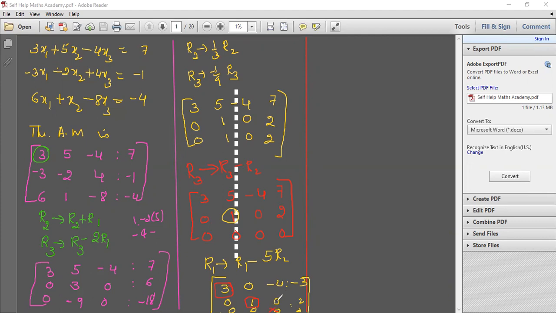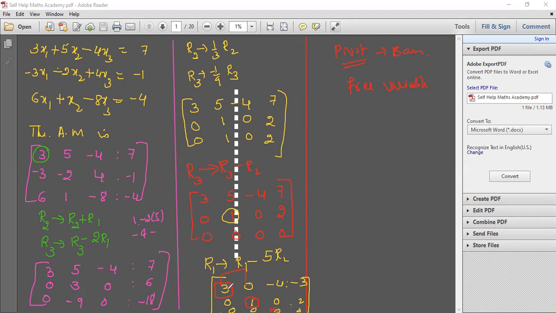So that implies, as I already told you, if there is a leading element, these two columns are having the leading elements or the pivot positions. Therefore they are having basic variables. Where there is no leading element or no pivot position, that particular column will be having the free variable.